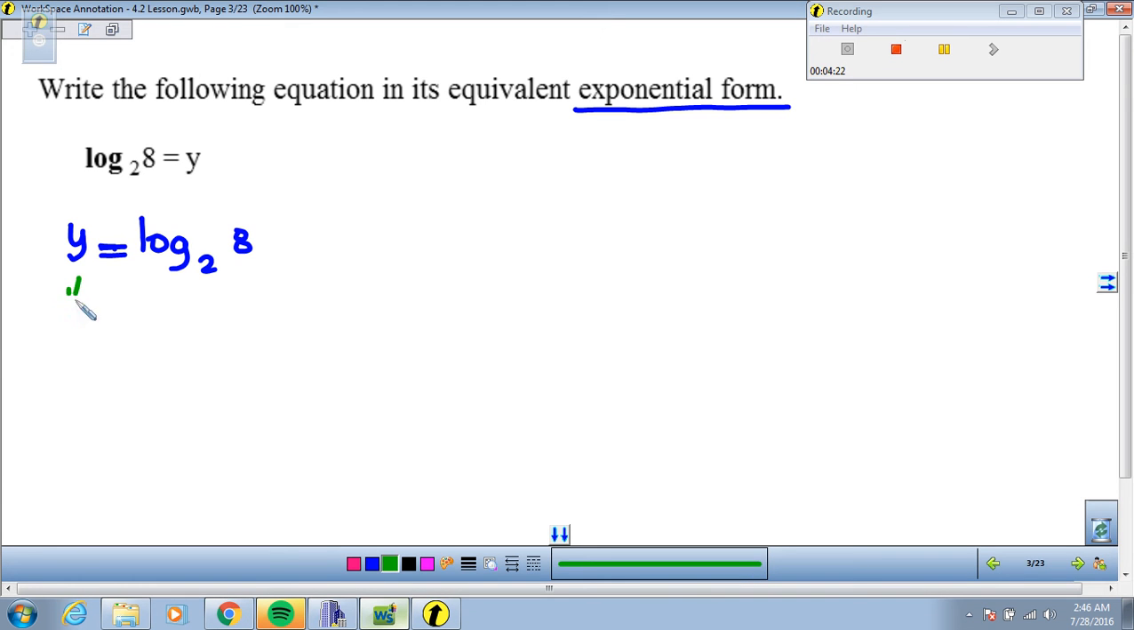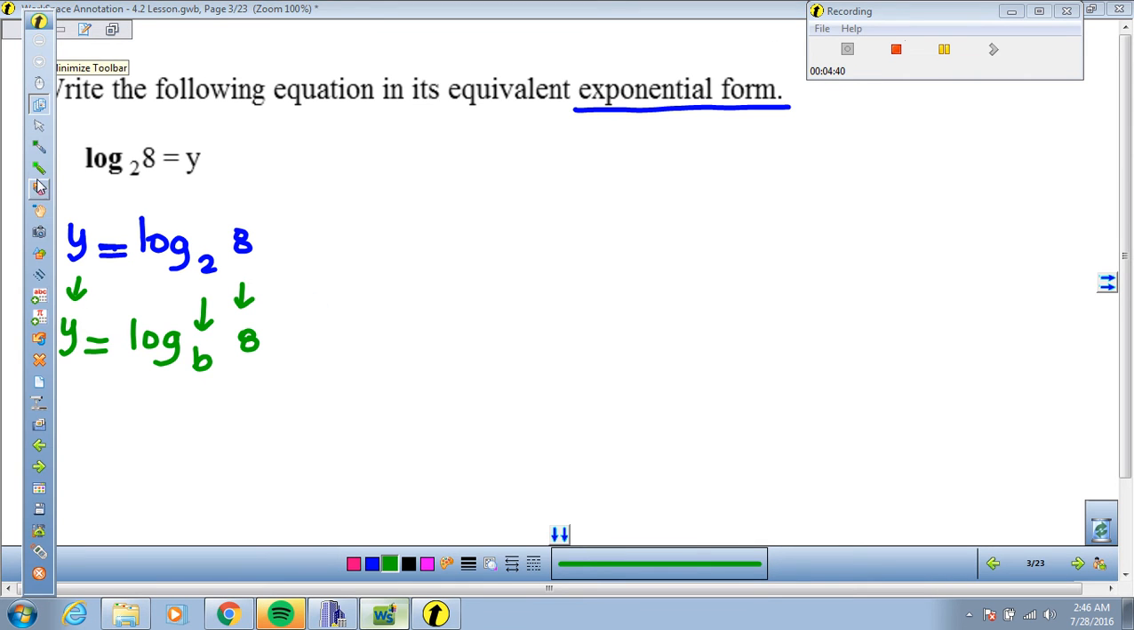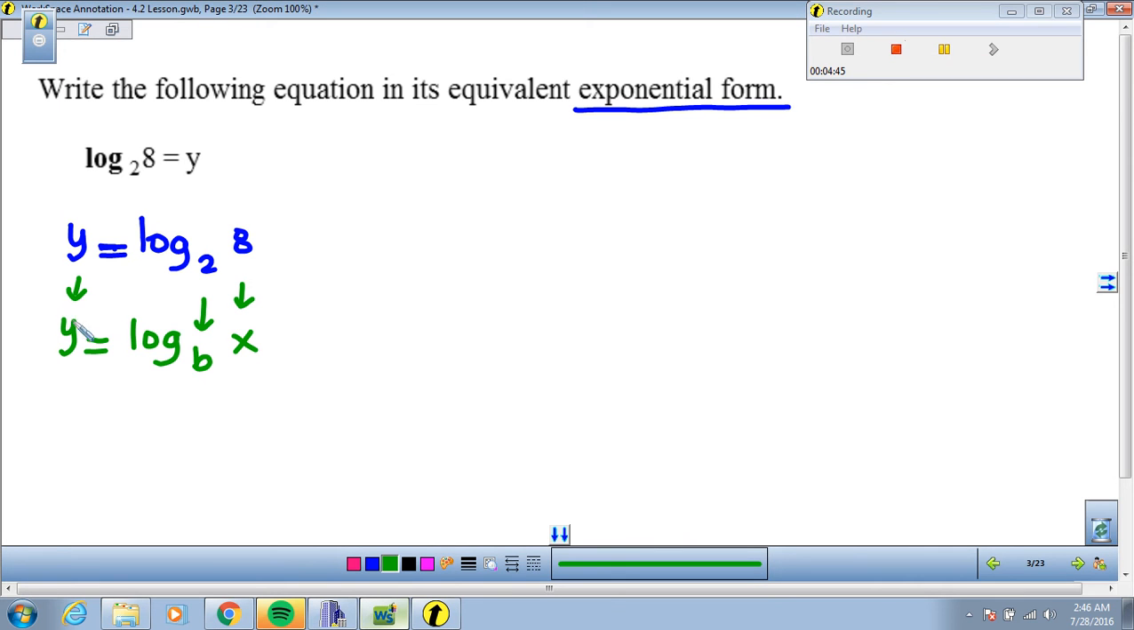So this, written in logarithmic form, is y equals log base b of x. So you can already see what y is. Sorry that I put 8 here, it should be an x. The y is a y, that's the same thing, it's a coincidence. b is a 2, and x is an 8.